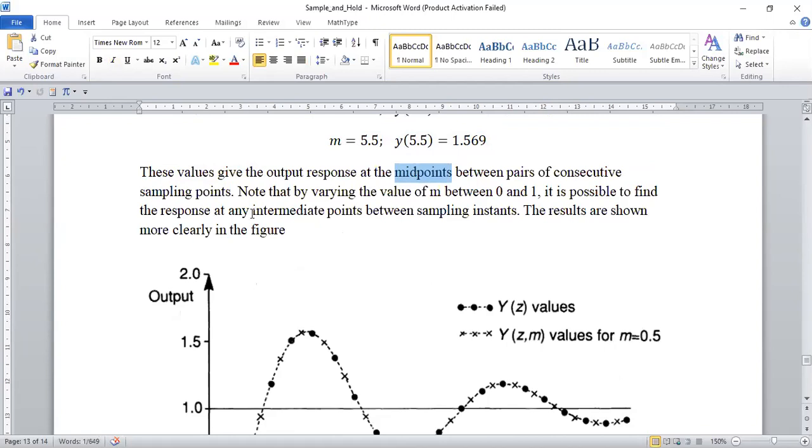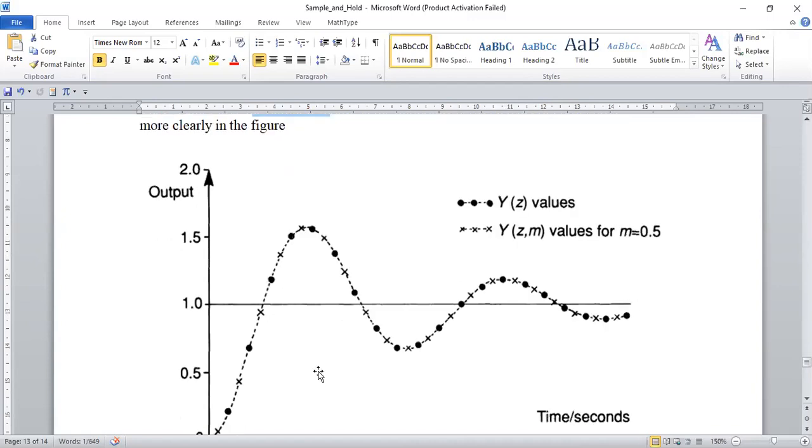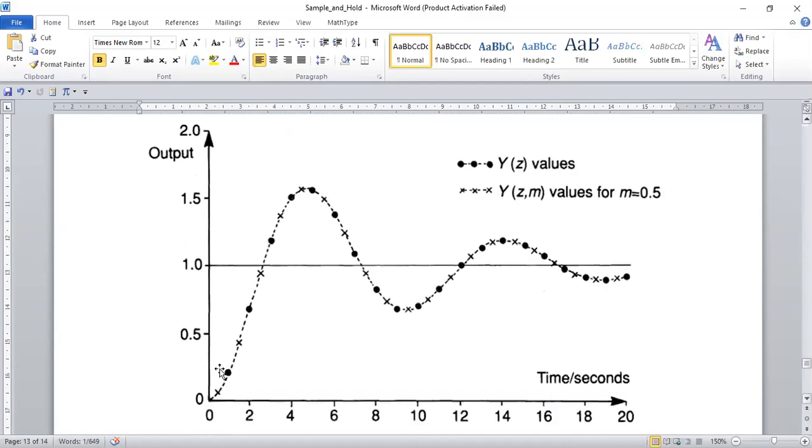So we're able to get the response of the system, or the output, at intermediate points, and you can see it more clearly. In the first example where we did the final value, we got the final value as 1. This is actually the output response if we had plotted it. It will oscillate a little bit, then later it will die down and rest. The final value is going to be at 1. So that's the interpretation of the final value.